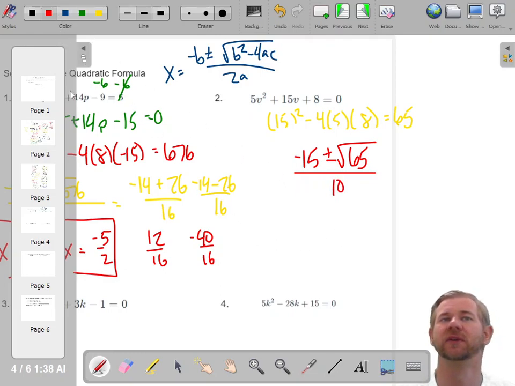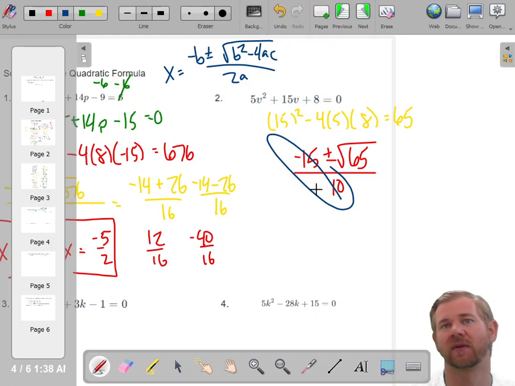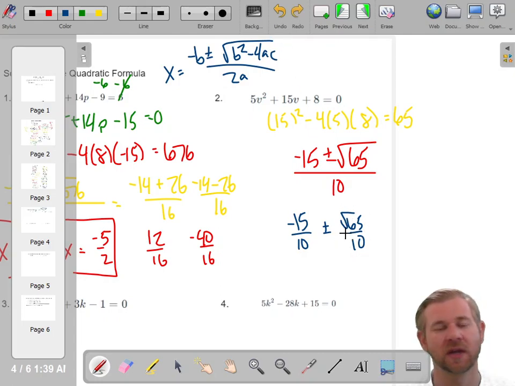The one thing I want you to do is distribute that 1/10. So you have to write, I'll maybe write in 2 steps. Negative 15 over 10 plus or minus radical 65 over 10. So this can't simplify. Radical 65, you have to leave alone. This is not 65, it's like 8.1, okay? It's the square root of 65, so you can't do anything with that. But you can reduce this, so 15 over 10 is negative 3 over 2.